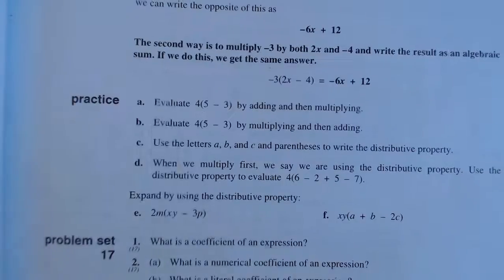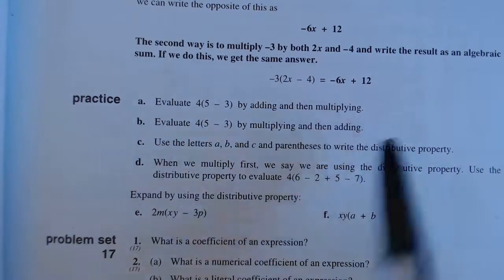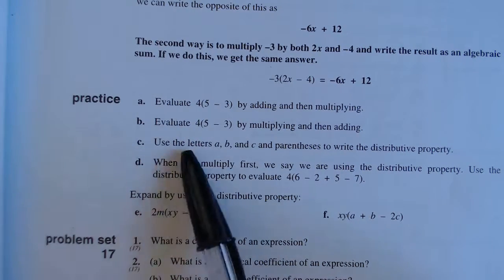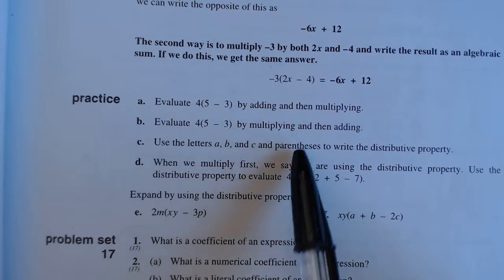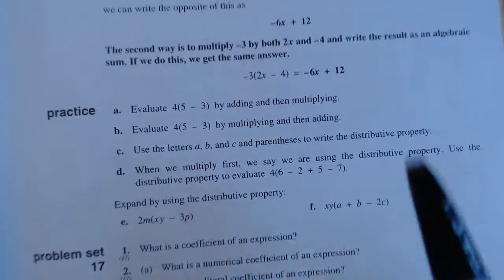Starting with A, they tell us to evaluate 4 times (5 minus 3) by adding and then multiplying. So they want us to use traditional order of operations. And then on B, they want us to solve the exact same thing, but by multiplying using the distributive property and then adding. So we'll start with A.